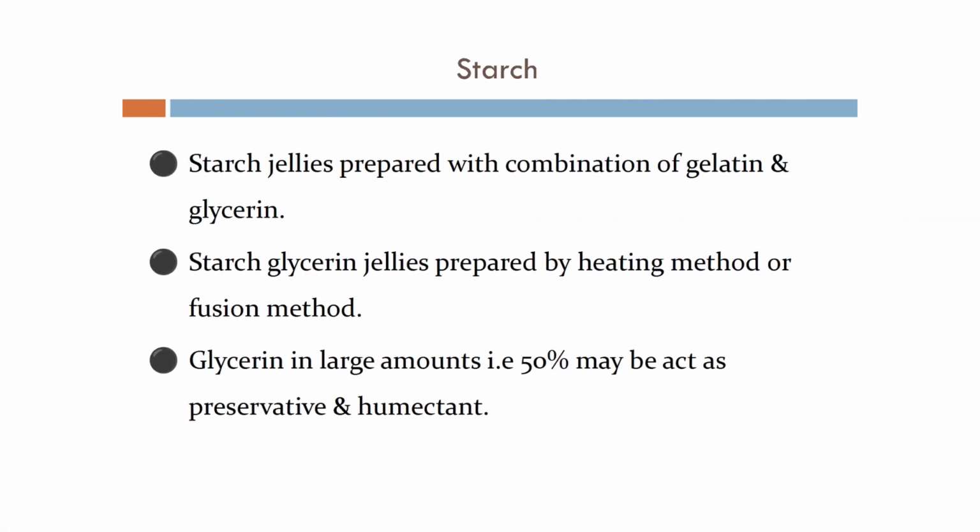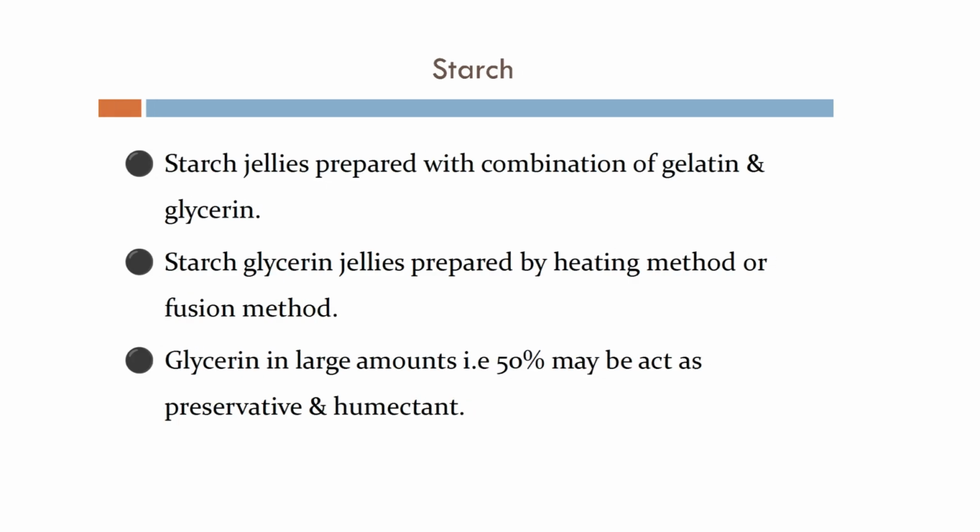Now let's consider starch. Starch jellies are often prepared in combination with gelatin and glycerin. These starch-glycerin jellies can be prepared by a heating method or the fusion method we discussed earlier. Glycerin, when used in large amounts like 50%, can also act as a preservative and a humectant.